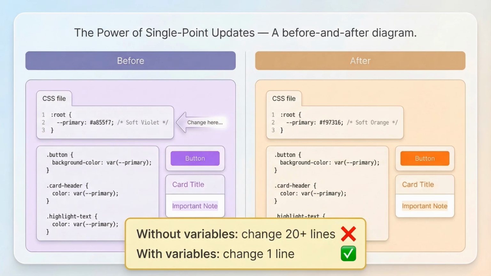This is exactly why professional developers always set up color variables at the start of a project. It's not extra work up front, it's an investment that saves enormous time later. The instructor made this point clearly. Define your colors once using an AI tool like DeepSeek to suggest a color palette, store them as variables, and then you have full control over your entire site's theme from a single location.